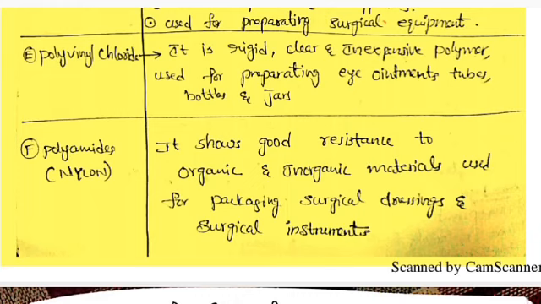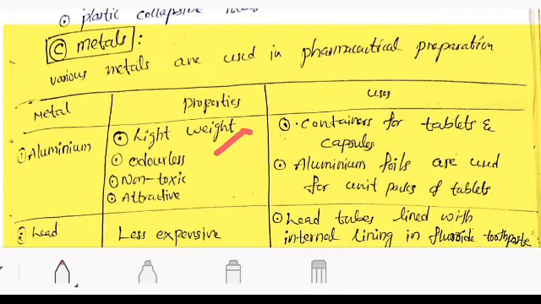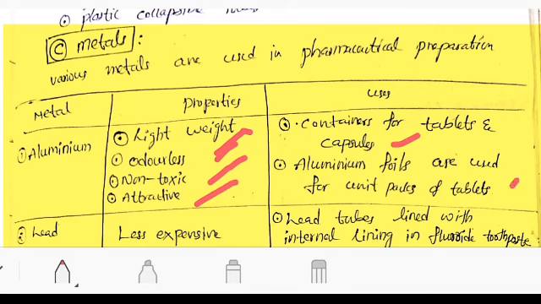The third important type of container is metal containers. Here I have given the container type and the property and use of that metal container. The first one is aluminum containers. Aluminum containers are lightweight, odorless, non-toxic and attractive, and these are useful as containers for tablets and capsules, and aluminum foils are used for the unit packing of tablets.